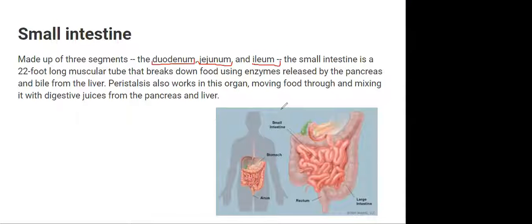The small intestine is a 22-foot long muscular tube that breaks down food using enzymes released by the pancreas and bile from the liver. Peristalsis also works in the organ, moving food through and mixing it with digestive juices from the pancreas and liver.